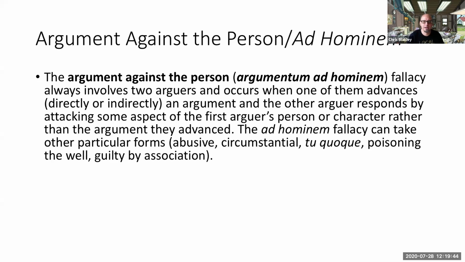Right, so argument against the person, or ad hominem attack. There are many versions of this as well. One of the main ones is ad hominem abusive. This fallacy involves two arguers, and it occurs when one of them advances, directly or indirectly, an argument and the other arguer responds by attacking some aspect of the arguer's person or character rather than the argument they advanced. Against the person, right?